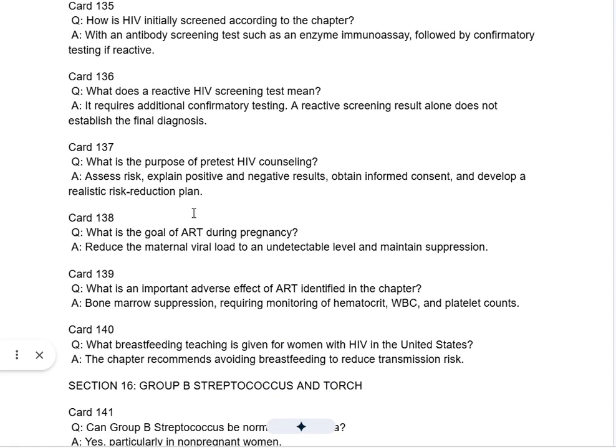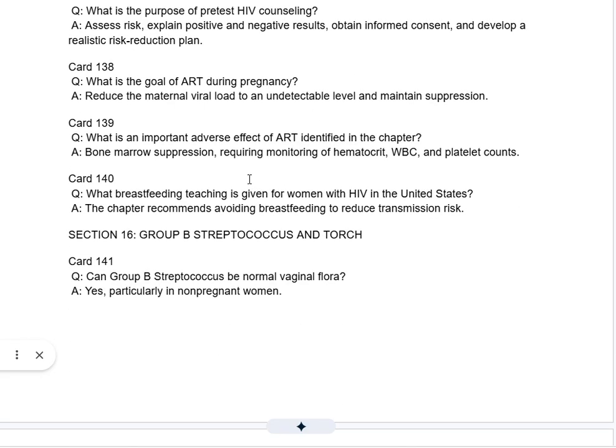Card 137. Q. What is the purpose of pretest HIV counseling? A. Assess risk, explain positive and negative results, obtain informed consent, and develop a realistic risk reduction plan. Card 138. Q. What is the goal of ART during pregnancy? A. Reduce the maternal viral load to an undetectable level and maintain suppression.